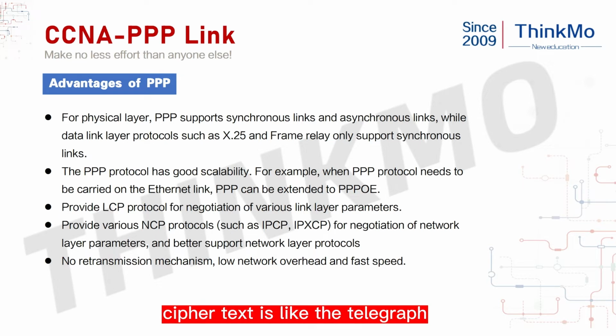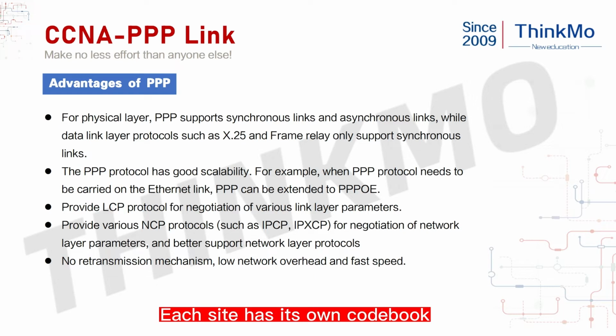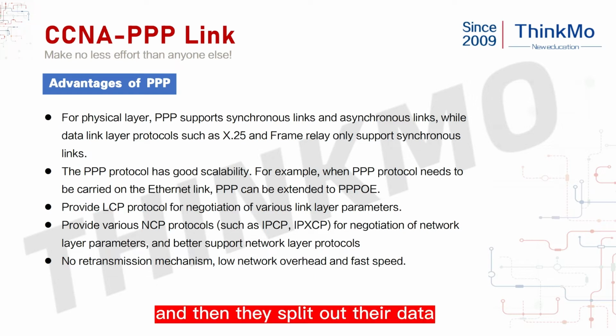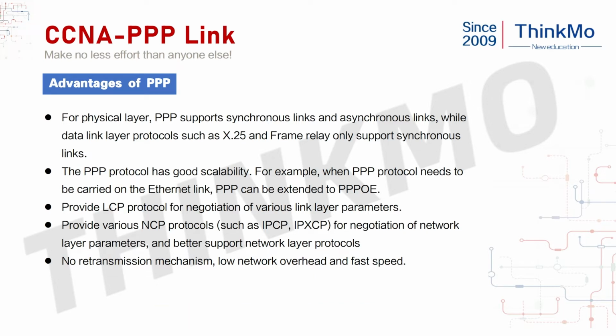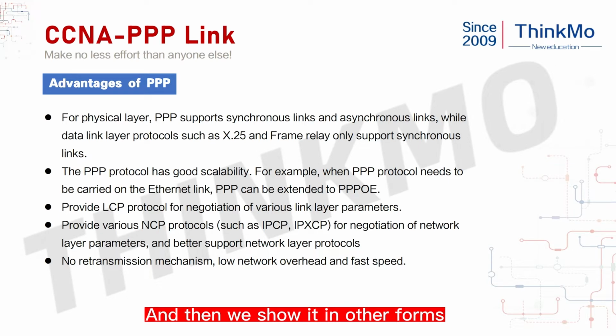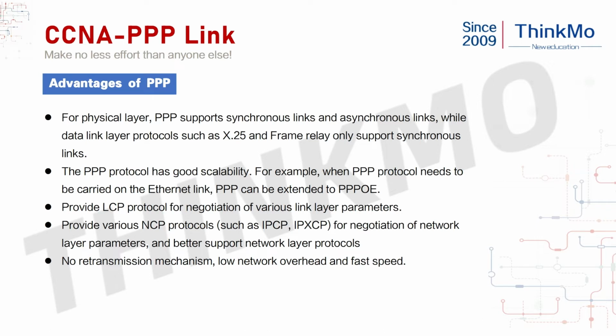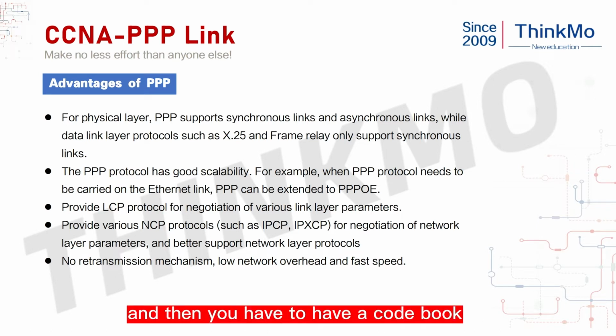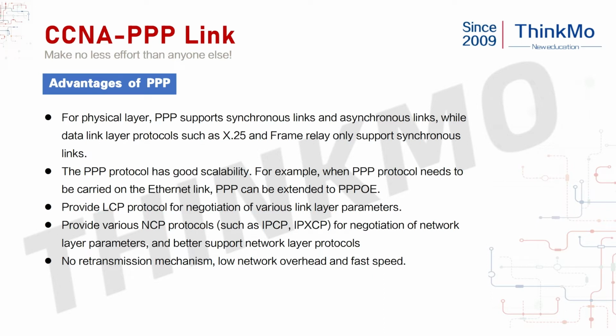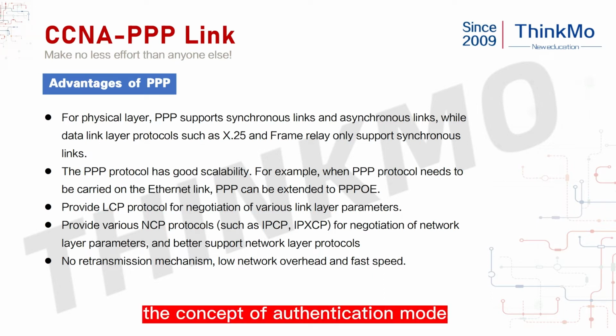Ciphertext is like the telegraph of the early war years. Each side has its own code book, and they transform their data and present it in another form, which means the transmission is ciphertext. The ciphertext was altered, and then you have to have a code book before you can put it back together. In this case we call it ciphertext. That's the concept of authentication mode.